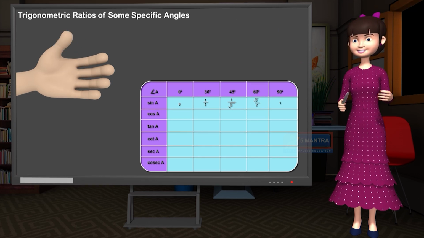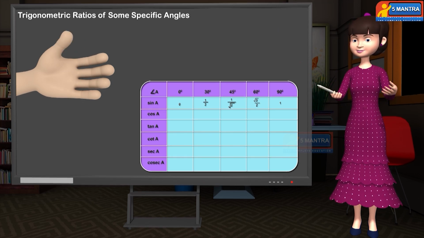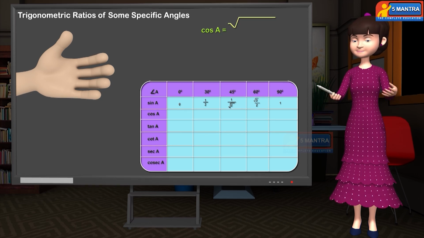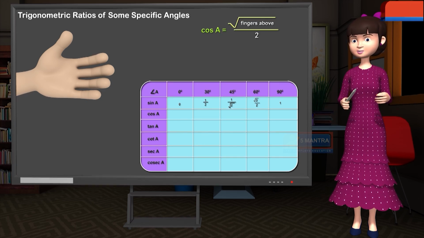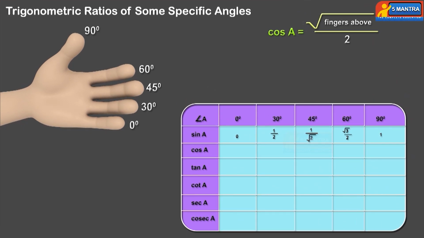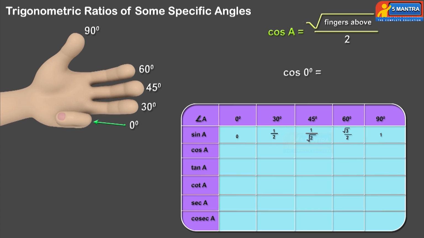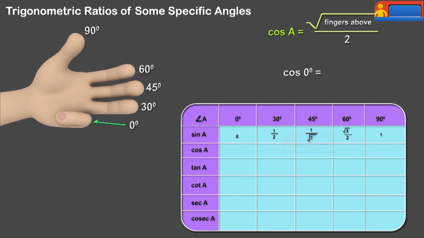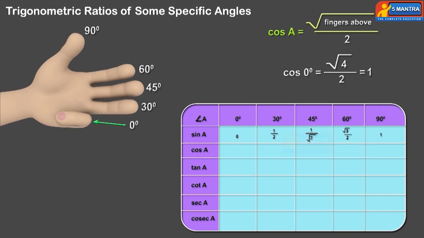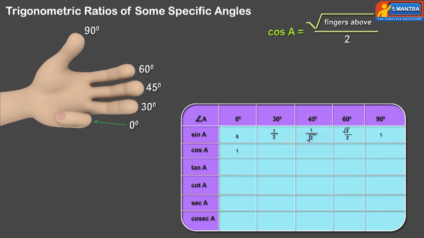Likewise for cos. The only difference is we are counting fingers above the reference finger. The formula will be under root fingers above divided by 2. For cos 0, the fingers above the little finger are 4. So, according to our formula, the value is under root 4 by 2. That is equal to 2 by 2, which is equal to 1. So, cos 0 is 1.